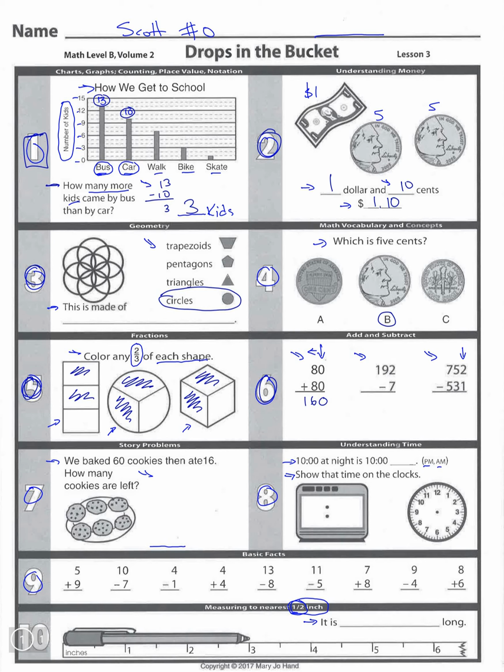Okay, so we need to borrow. We need to go next door. And so instead of 9, we're going to have 8. And now instead of 2, we're going to have 12. So we have more than enough now. So 12 take away 7 is 5. That 8 now does not change, and the 1 doesn't change.